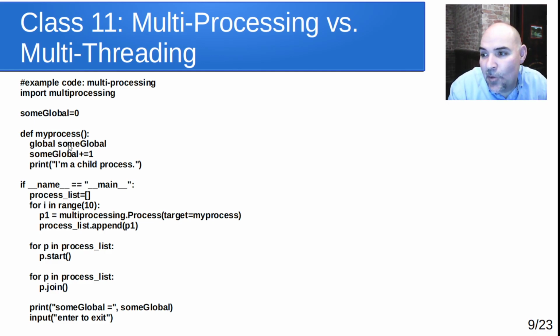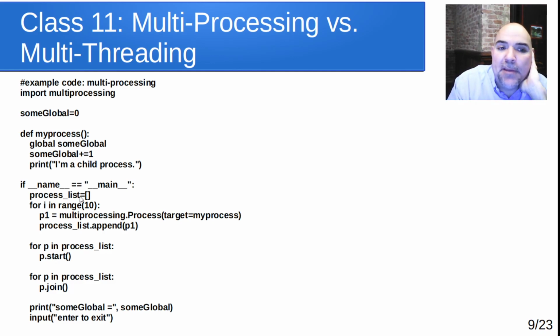It just says, hey, there's a global variable SumGlobal. SumGlobal plus equal 1. Add 1 to it. I'm a child process. And then down here, we make a list of 10 of these processes. The target is my process. Notice how similar this looks to threading. But instead of saying threading.Thread, we say multiprocessing.Process. That creates a process, and then I'm adding it to this list. We could have done that all in one line, but to make it more clear, I did it in 2 separate lines. And then I start all the processes. I wait for them all to complete, and then I print out the result of the global.